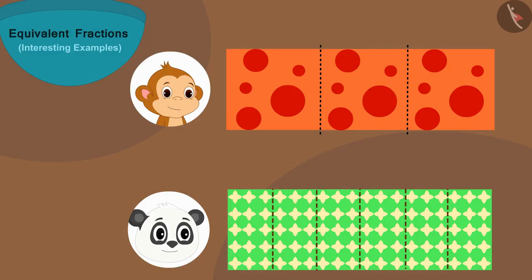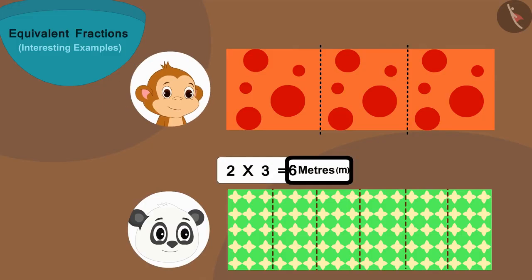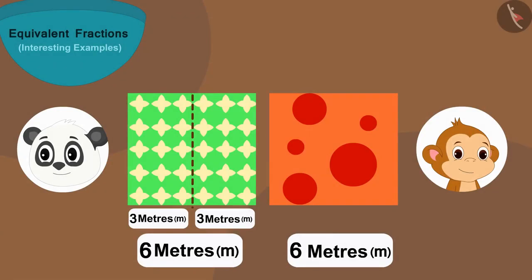But Golu has given 2/6 part to Babban. That is, 2 parts out of 6. In this way, Golu has given Babban 2 times 3 or 6 meters long cloth. So you see, children, Golu has given Babban equal length of cloth.